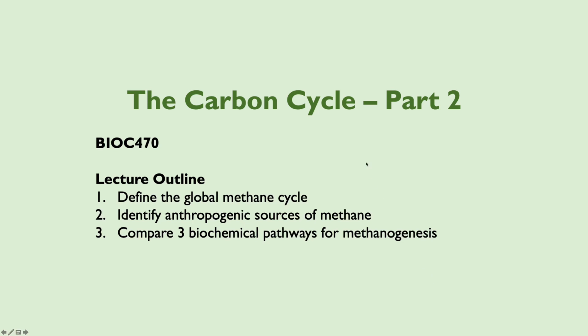Okay, hi everyone. This is a lecture for Biochemistry 470, and the title of today's lecture is the Carbon Cycle Part 2. So for our lecture outline today, we are going to start by defining the global methane cycle. We'll also identify some anthropogenic sources of methane emissions and discuss methane as a greenhouse gas. And then we'll compare three biochemical pathways that are used for methane production, which is also known as methanogenesis.